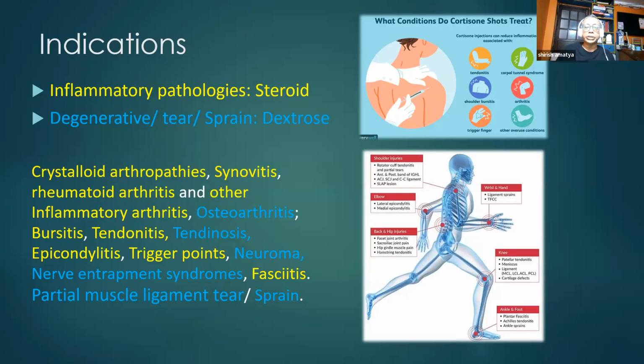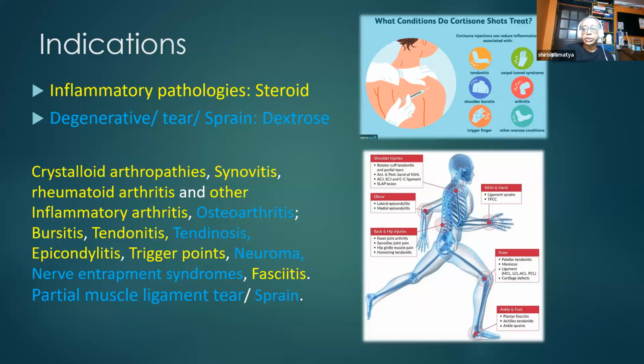that is, prolotherapy indications. So crystal arthropathy, synovitis, rheumatoid arthritis, and other inflammatory arthritis, including bursitis, tendonitis, epicondylitis, trigger point injection, and fasciitis. In these conditions, steroid can be given. And if you are thinking of giving dextrose, then degenerative pathologies such as osteoarthritis, tendinosis, neuroma, nerve entrapment syndromes, and a partial muscle or ligament tear or sprain are the indications for dextrose prolotherapy.